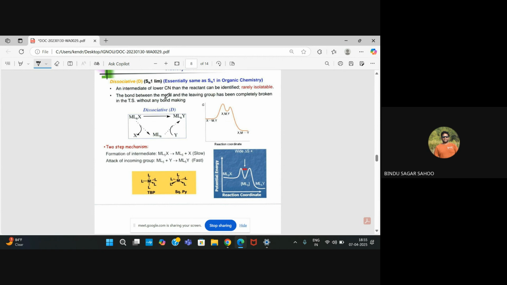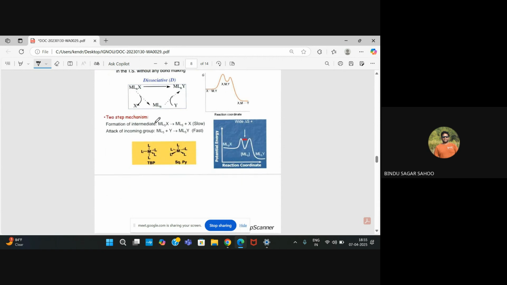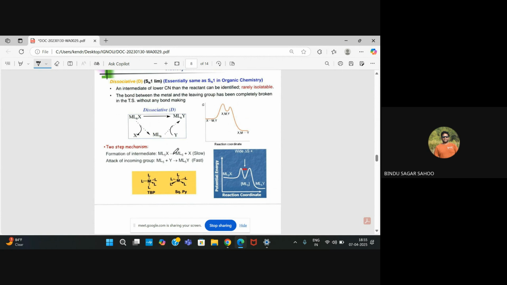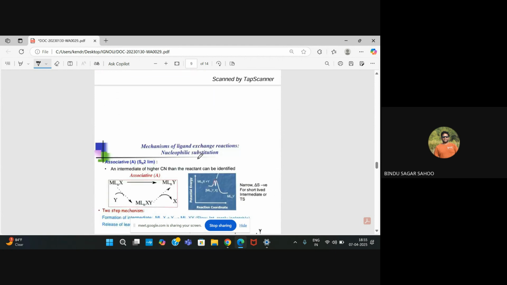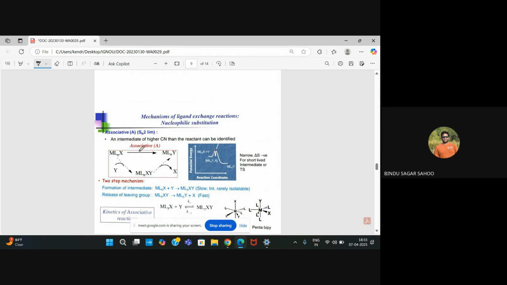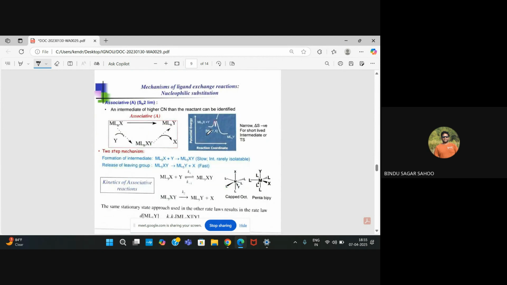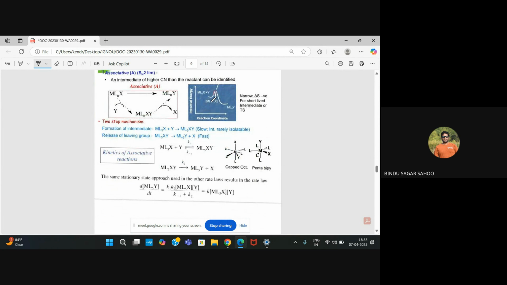You can read it out also. And this is a two-step mechanism. The first one is the slow one, the second one is the fast one, and the slow one is the rate determining step. And this is the representation of the associative mechanism. The associative mechanism also follows a similar pathway. This will be the position of the intermediate.